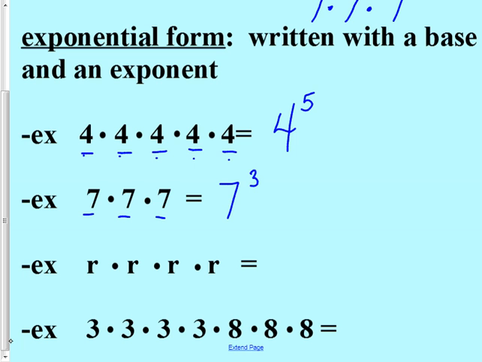And it doesn't just have to be whole numbers that we're talking about. It could be fractions, it could be negative numbers, but it can also be even variables. R times R times R times R. R is used as a factor 4 times, being multiplied by itself.